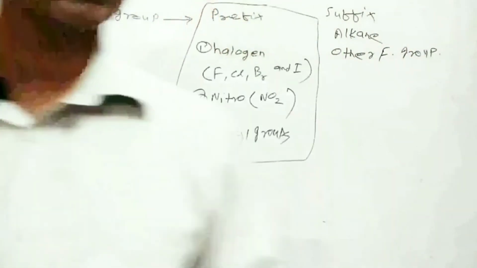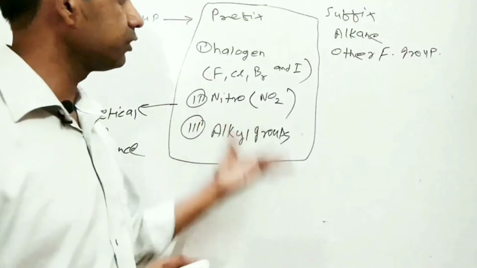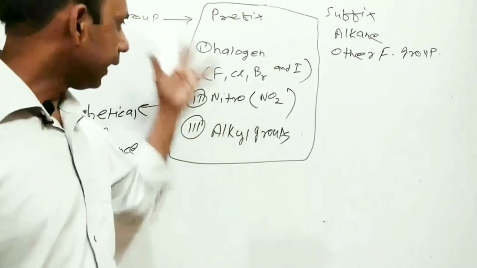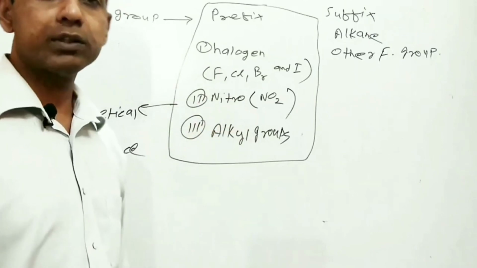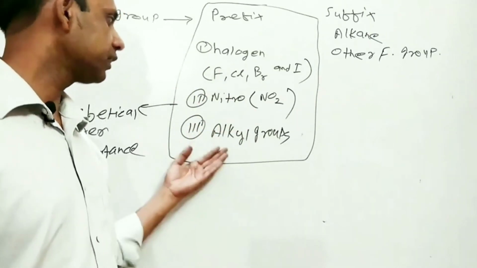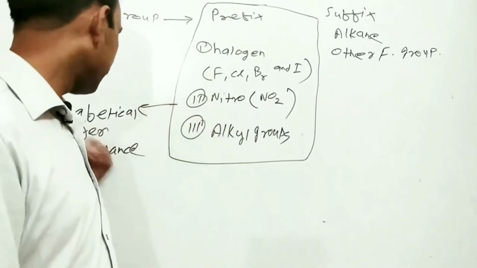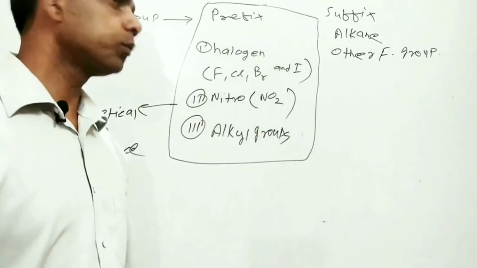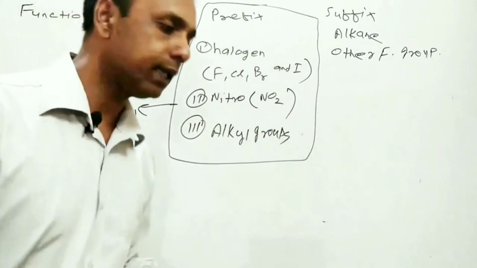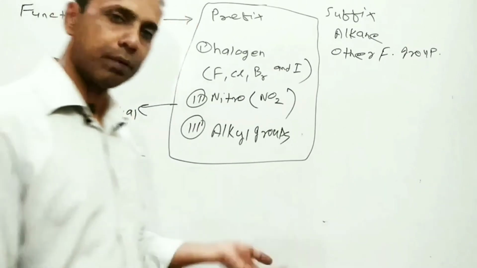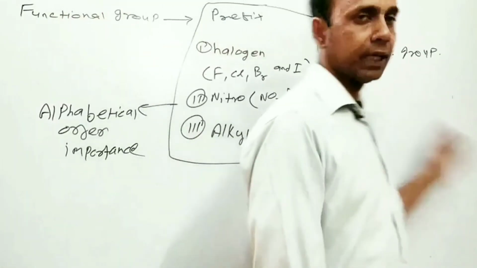There are two types of functional group. One is of prefix type, the other is of suffix type. These halogen, nitro, and alkyl groups are always used as a prefix group, and they are used in alphabetical order. Other functional groups like aldehyde, ketone, carboxylic, acyl, amide, whatever, will be used as a suffix, right?